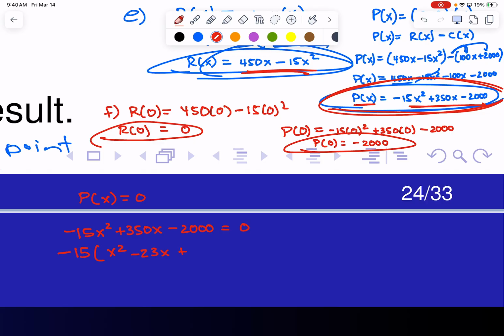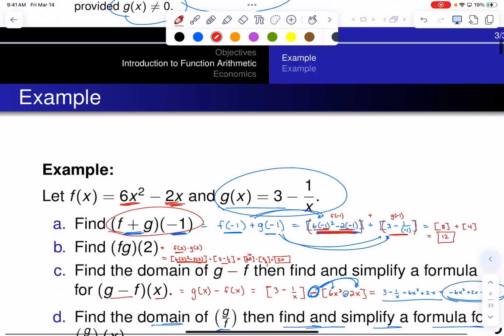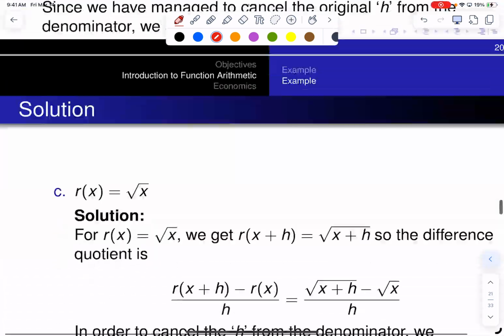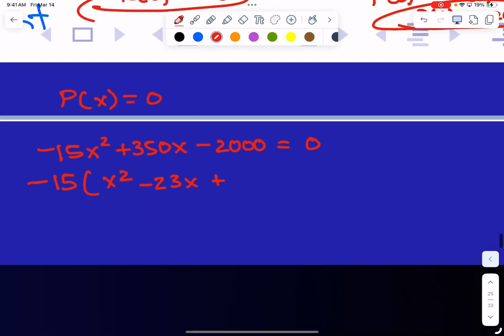133.3. Oh, whoa. So 2,000 is not divisible by 15? Neither was 250. 0.33. Oh, we messed up. So then we can't take out a negative 15. What do we got to take out? We got to take out a negative 5.